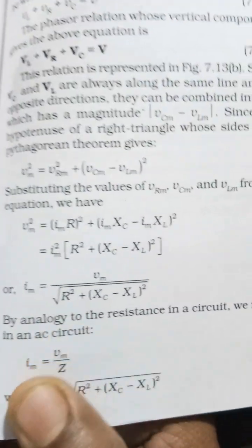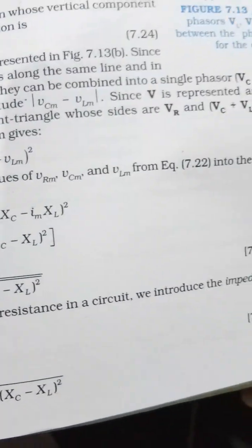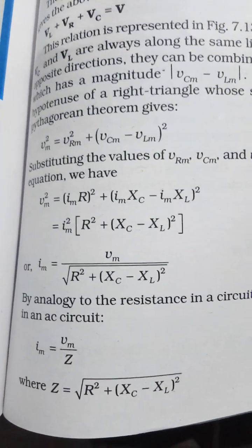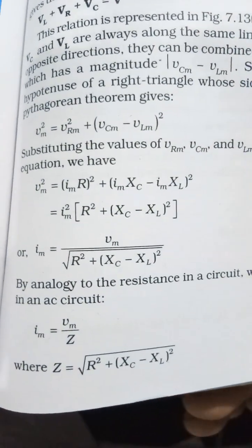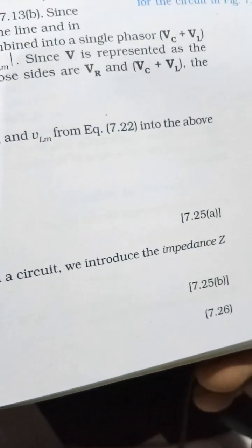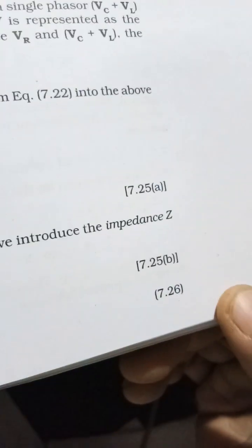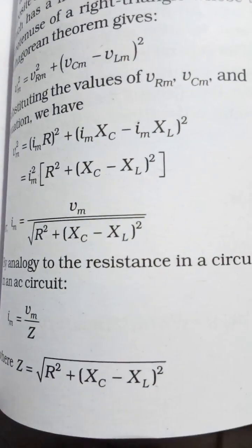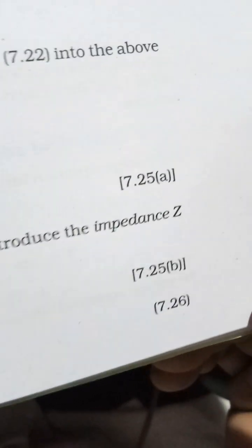Next, substituting the values of VRm, VCm and VLm from equation 7.22 into the above equation, we have the result. And by analogy with resistance in a circuit, we define the impedance Z in an AC circuit. You will see here the formulas 7.25b and 7.26.